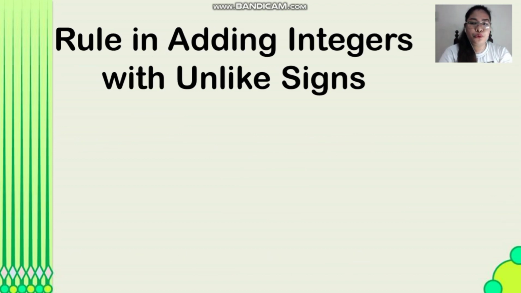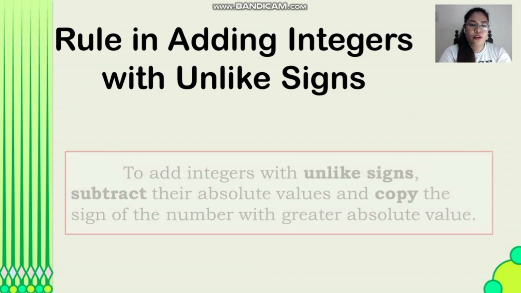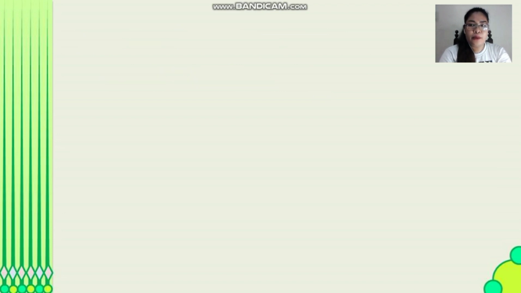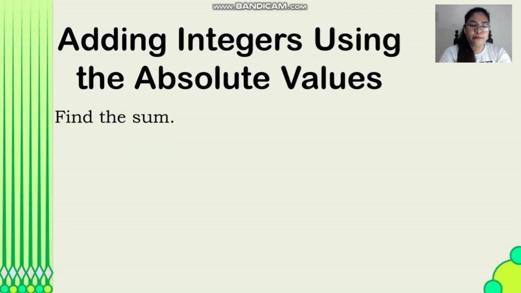So, let's have now the rule in adding integers with unlike signs. Okay, so basahin po muna natin yung rule. To add integers with unlike signs, subtract their absolute values, and copy the sign of the number with greater absolute value. Ulitin po natin. Subtract their absolute values and copy the sign of the number with greater absolute value. Okay, so apply natin yan sa ating example number 1.